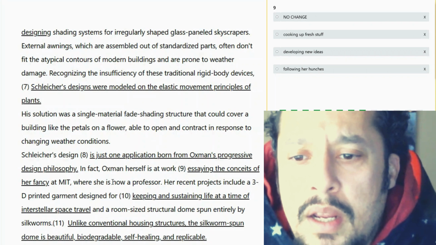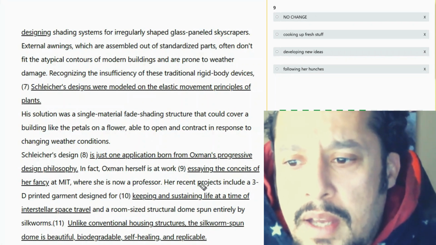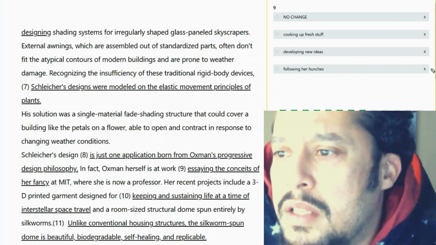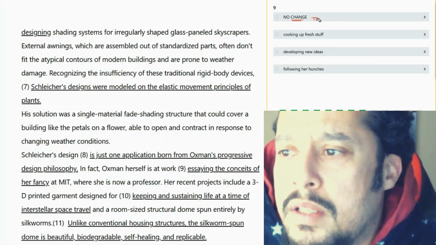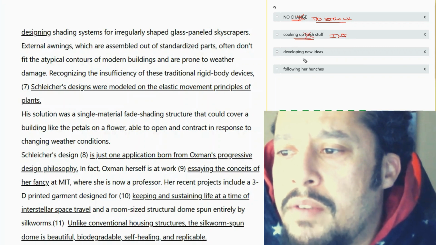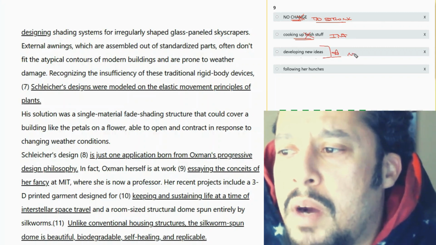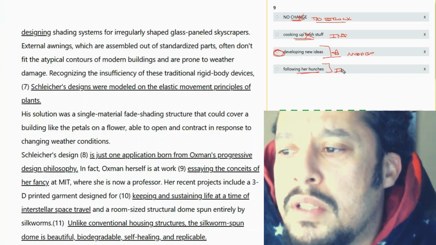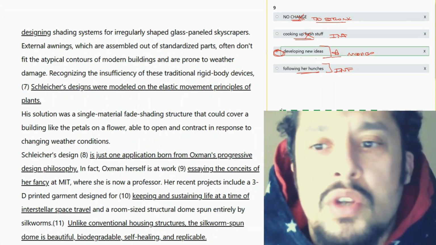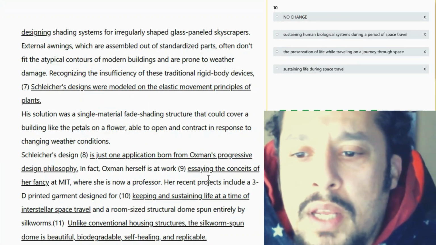Question number 9. Oxman herself is at work essaying the conceits of her fancy. This is too strong. It doesn't match the tone of that passage. Cooking up fresh stuff. This is informal. Developing new ideas. You see, this is moderate language. So here we say answer C. Following her hunches, again this is informal. So here we say answer C, developing new ideas. This is normal language, like the passage, which is also normal language.